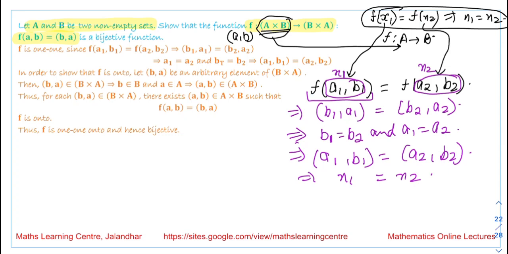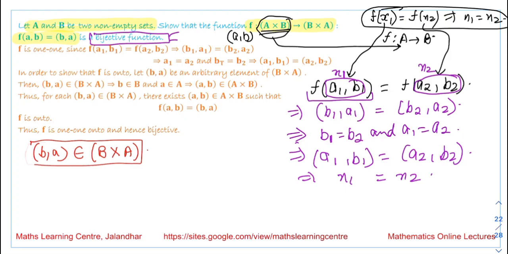Now next we have to prove that it is onto. We have to prove that this mapping is a bijection. It means we have to prove it is both one-one and onto. So we consider an element (b, a) that belongs to the codomain of this function, and we have to prove that for each (b, a) there is an element in the domain whose image is (b, a).